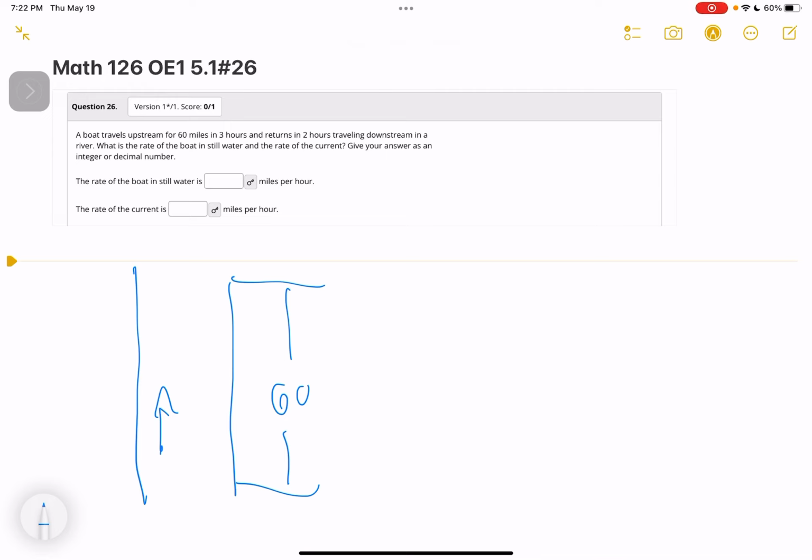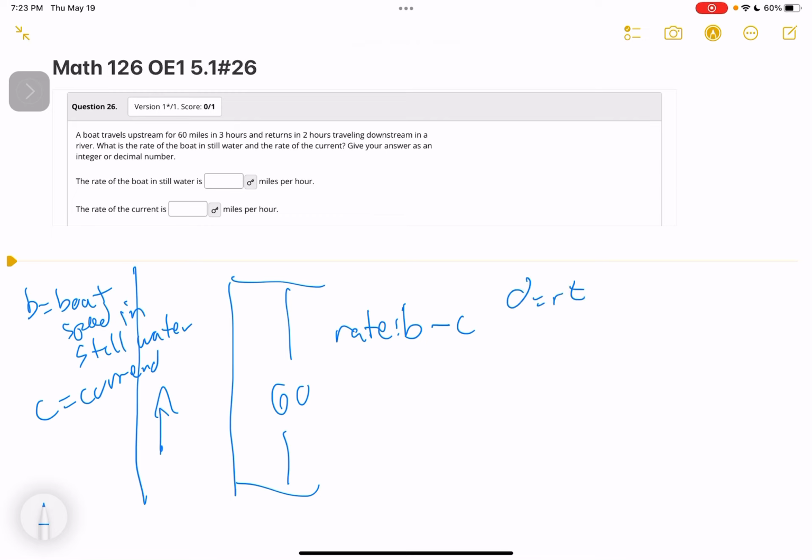And the rate is going to be the boat speed in still water minus the current. Say B equals boat speed in still water, C equals current. Okay. So if we know distance equals rate times time, we have 60 equals B minus C times 3. Or, if we divide both sides by 3, 20 equals B minus C.